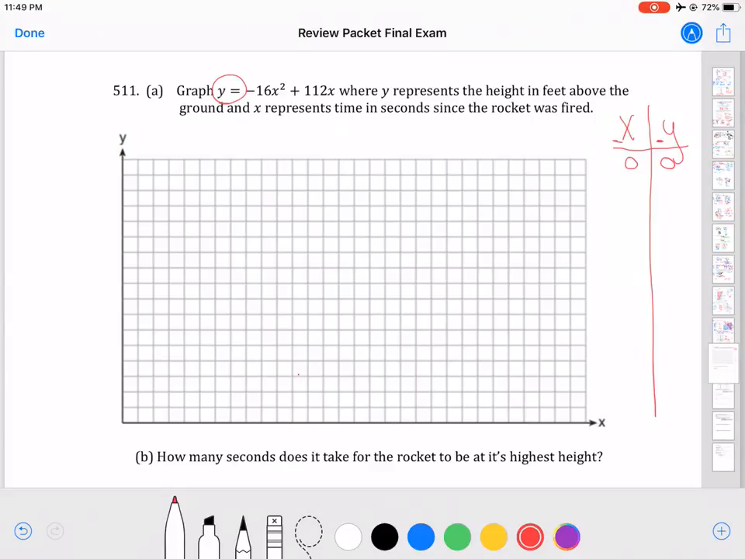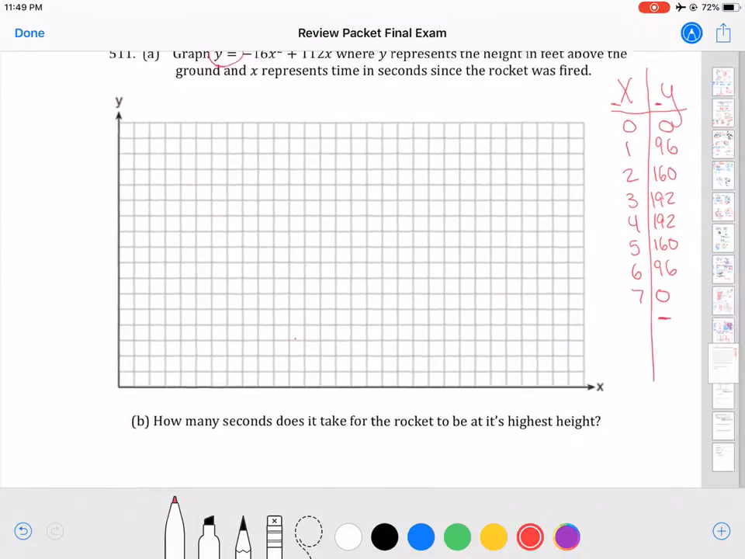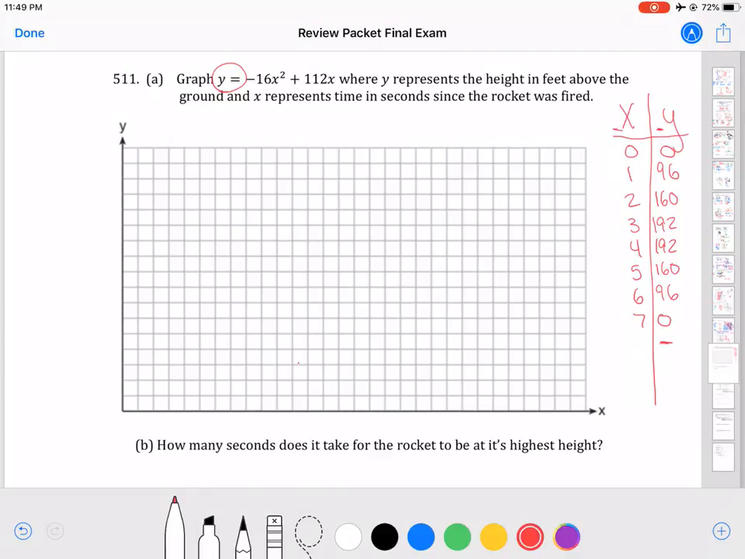So those are unplottable, which means I'm going to start at 0, 0. Then you keep going down. The next point is 1, 96. Then I have 2, 160. Those are all good points. 3, 192 is good. 4, 192 is also good. I keep going. 5 is 160. 6 is 96. And 7 is 0. After that, y ends up being negative, and those aren't plottable. So those are the only points I can plot from the table.